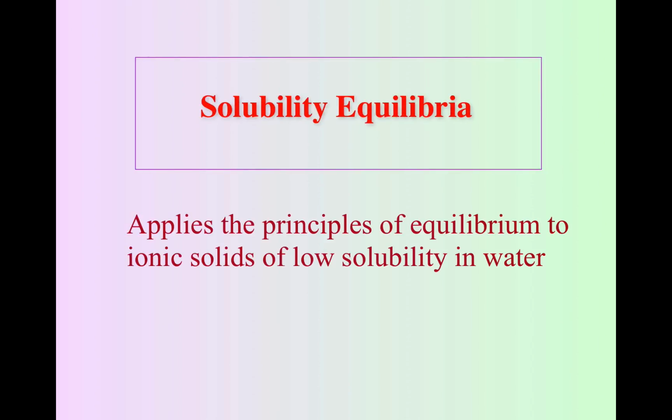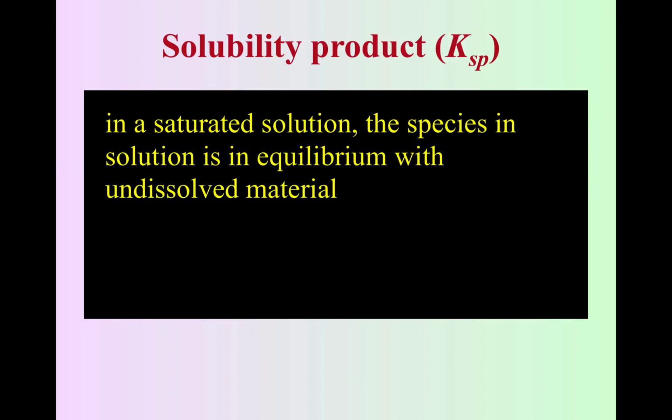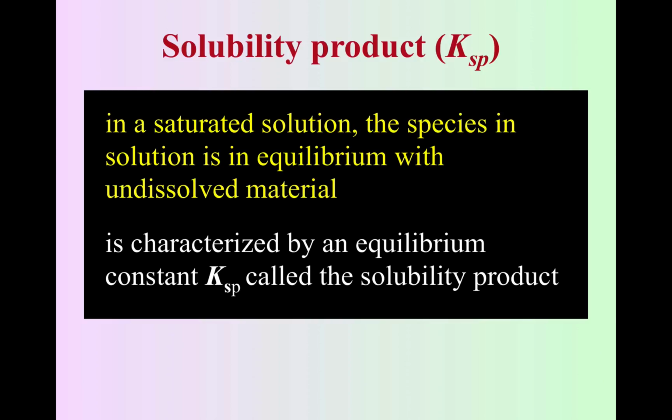So with solubility equilibria, the question is how much of an insoluble solid goes into solution? This is going to be reflected in its equilibrium constant. So we've had Kas, Kbs, Kcs, Kws, now we have KSPs. KSP is a solubility product. It's the equilibrium constant associated with dissolving an insoluble ionic compound.